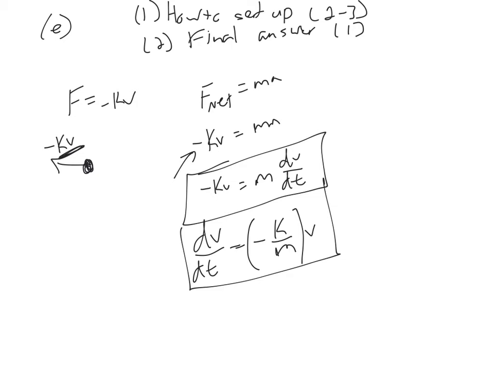Alright, so this was 2 points. 1 point for using F net equals ma and plugging in that, and then 1 point for realizing that acceleration is just the time derivative of velocity. Alright, simple. Now for the second part, the double I. So now they want us to solve it, and like I said, this is where it gets a little bit tricky.